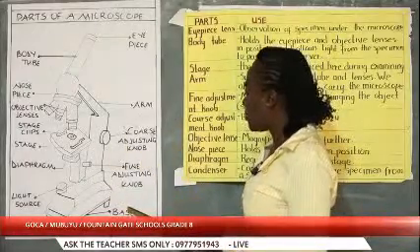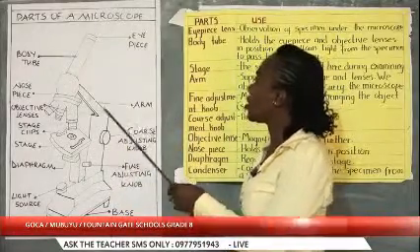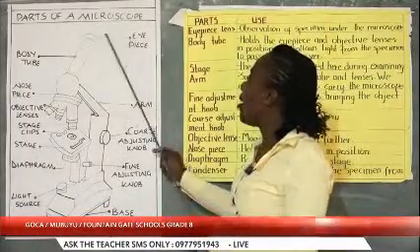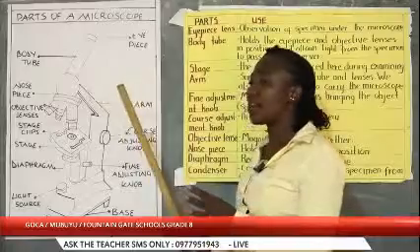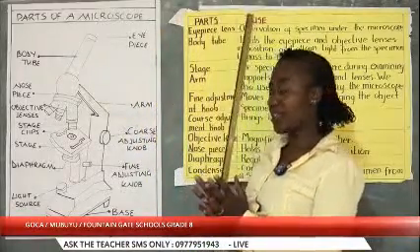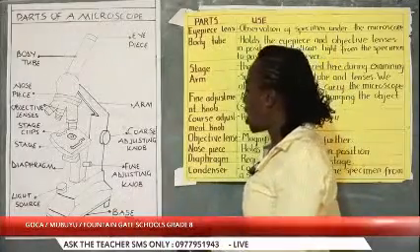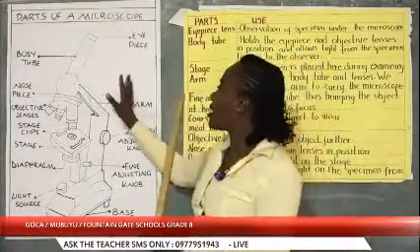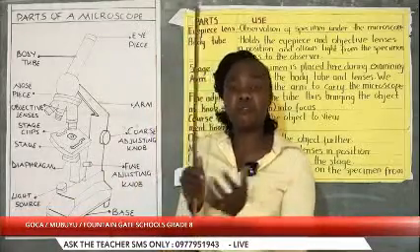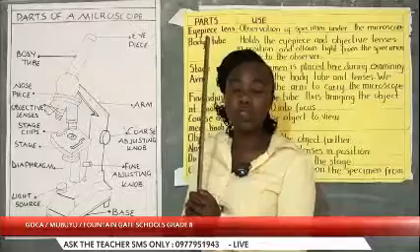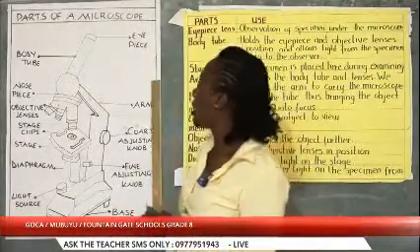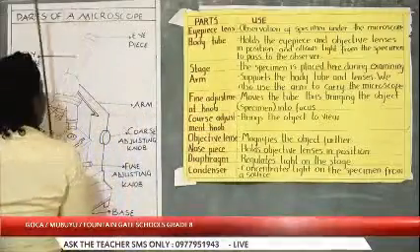A base helps in supporting the entire microscope. It's the one that makes a microscope stand firm. So I'm saying a base, it helps to support the entire microscope. It's the one that makes the microscope stand on its own without having difficulties like shaking. Are we together, class? Okay, so these are the parts of the microscope.